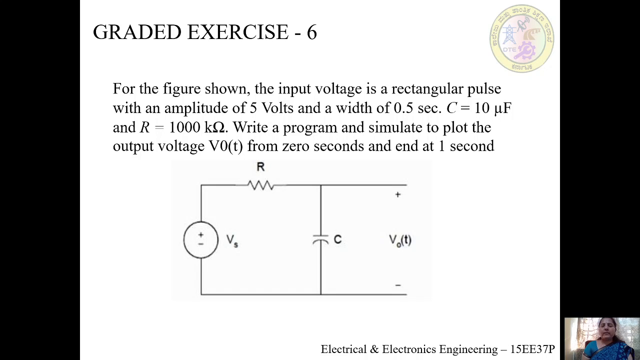So the given graded exercise is like this. For the figure shown, the input voltage is a rectangular pulse with an amplitude of 5 volts and a width of 0.5 seconds. C is equal to 10 microfarads and R is equal to 1000 kilo ohms. Write a program and simulate to plot the output voltage V0 of t from 0 seconds and it should end at 1 second. So they have given the circuit also. The circuit is a series RC circuit.